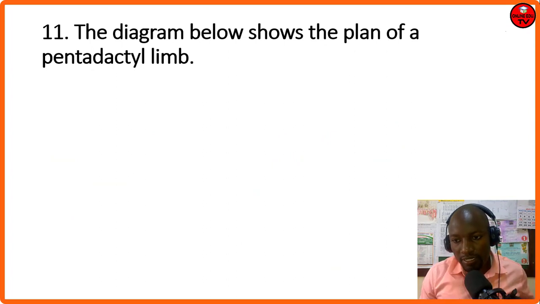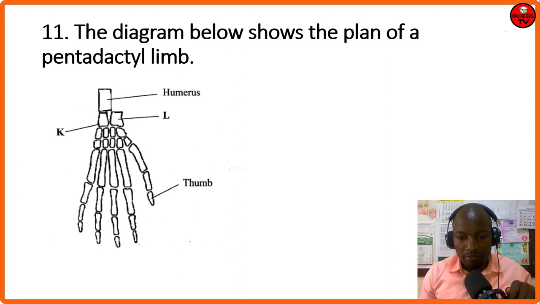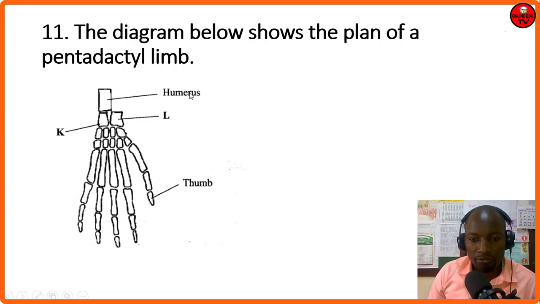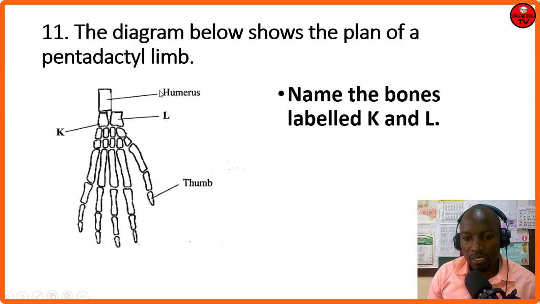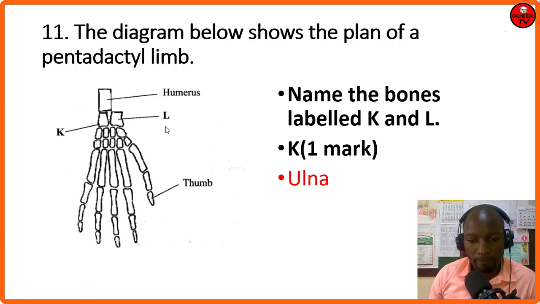The diagram below shows the plan of a pentadactyl limb. We have the first part here known as the humerus. This is the humerus. Then we have this part, K and L. Then we have the thumb on this side. So they're saying name the bones labeled K and L. K is actually the ulna and L is the radius.